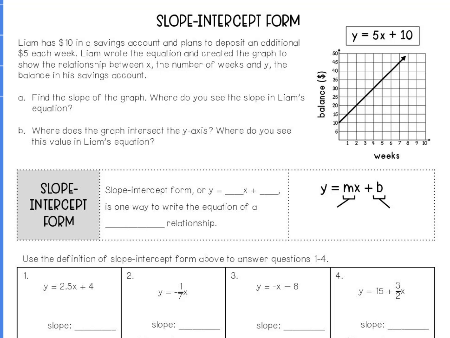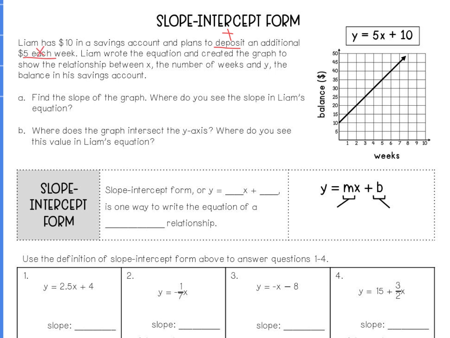So it says Liam has $10 in his savings account and he plans to deposit. What happens when you deposit money? Are you adding to your account or subtracting? We are adding an additional $5 each. Oh, there's that word each. What does each mean? X times, multiply.